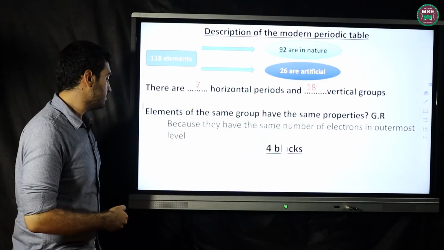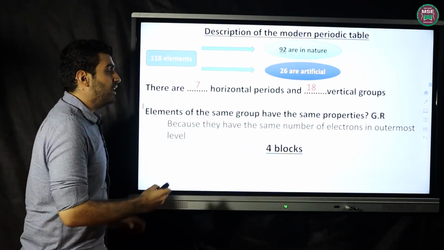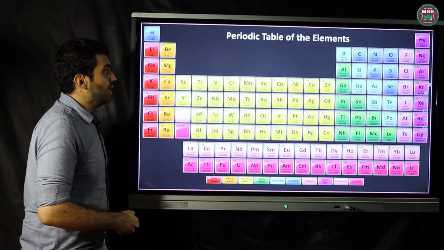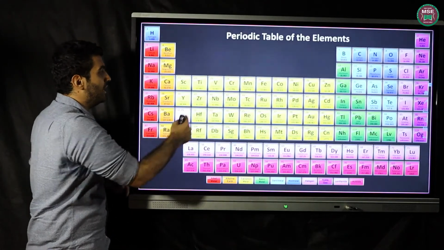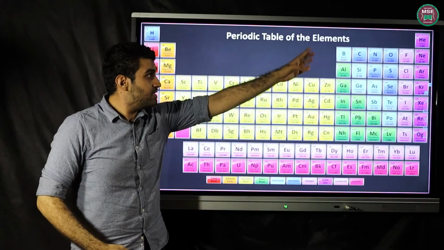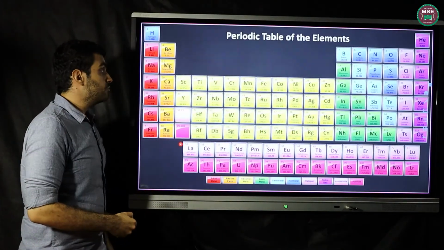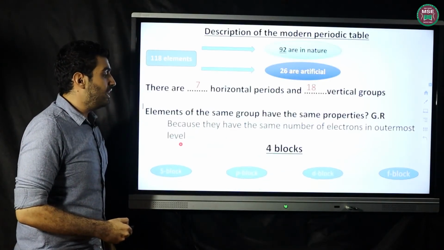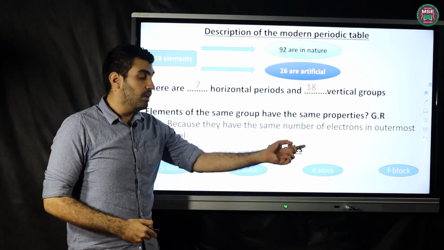We have 4 blocks in the modern periodic table. What is meant by a block? Back to the table. This part is called the S block. This part is called the D block. And the rest is the P block. And this part is called the F block. So we have 4 blocks, which are the S block, P block, D block, and F block.